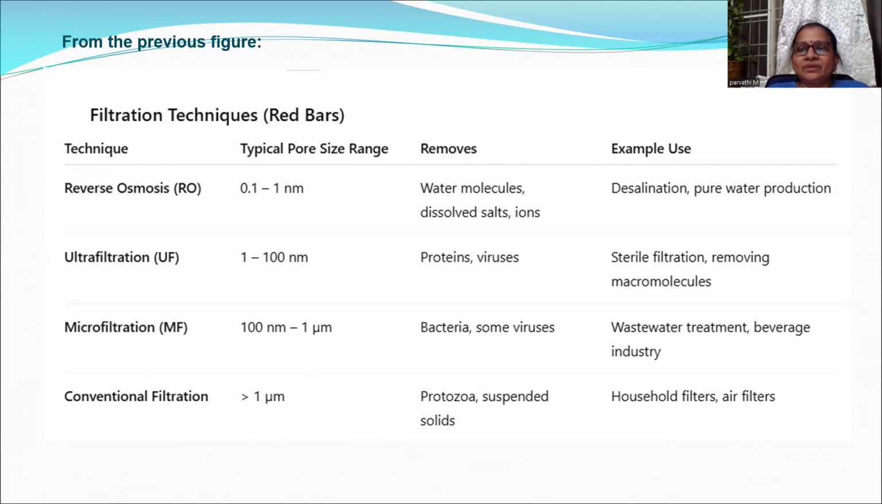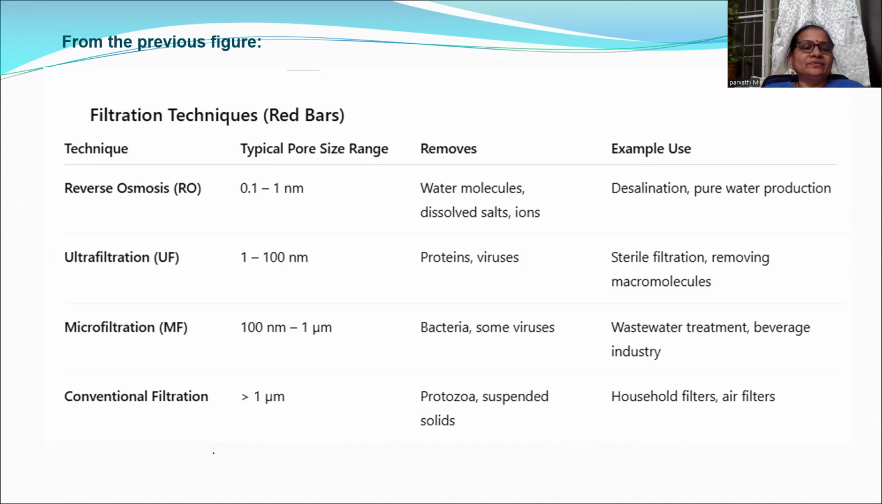Then, generally, where do we use the application? Reverse osmosis, RO, generally needs a filtration with a size range of 0.1 to 1 nanometer, and it removes water molecules, that is contaminated water molecules or dissolved salts and ions, and is generally used in water purifiers. Then similarly, ultrafiltration, UF, handles 1 to 100 nanometer particles. There we can remove unwanted proteins or viruses, and it is used in applications like sterile filtration or removing macromolecules.